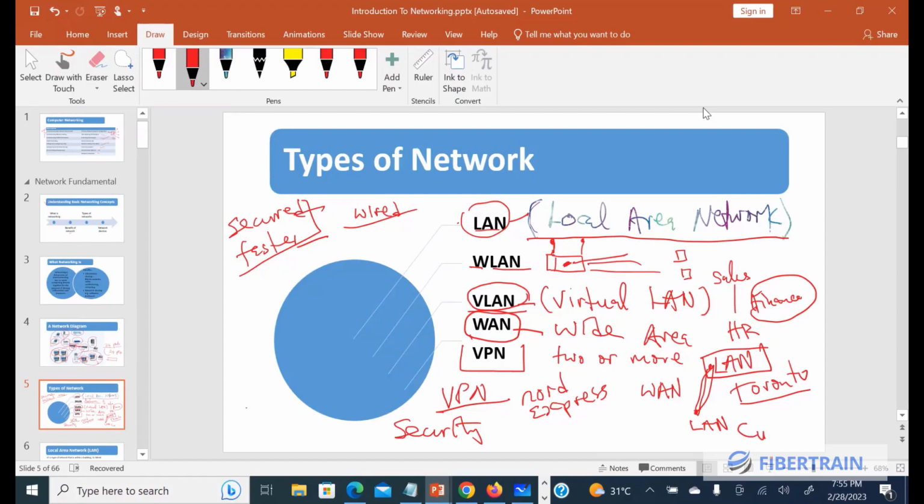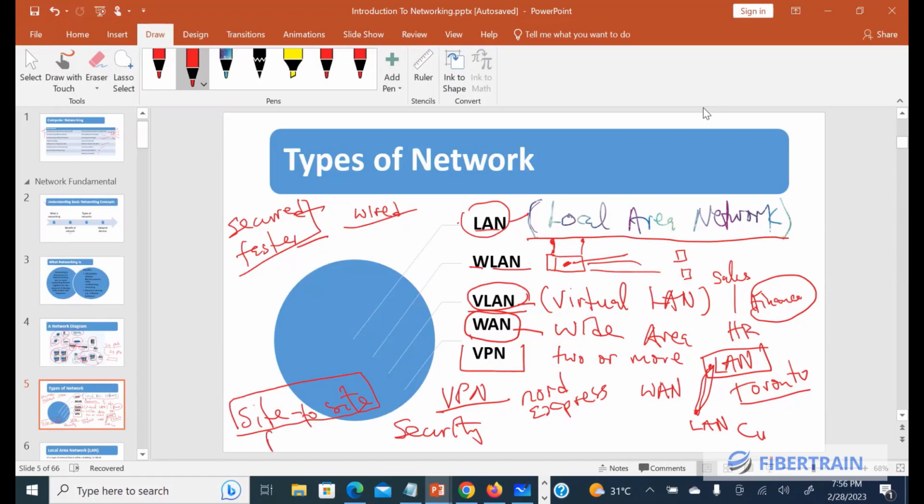And this VPN, we'll look at it in detail as we move ahead, though there are two types. We have site-to-site VPN, and this is the one we set up when we are connecting offices together. You're connecting an office in Toronto to an office in Quebec. You need to set up a site-to-site VPN to protect your company data passing from Quebec to Toronto.